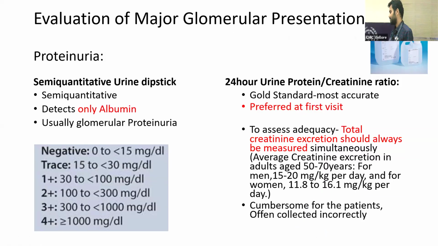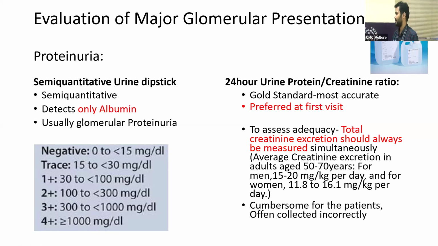For proteinuria, there are three methods used. One is the dipstick method, a semi-quantitative method, followed by 24-hour urine protein, then spot urine protein creatinine ratio. In this semi-quantitative method, the urine dipstick is the first screening test. It can detect only albumin. It is called semi-quantitative because you cannot quantify the protein. It will show only 1 plus, 2 plus, 3 plus, 4 plus like that. So usually if the dipstick test is positive, it means albuminuria is there, and some glomerular pathology is there. That will confirm.